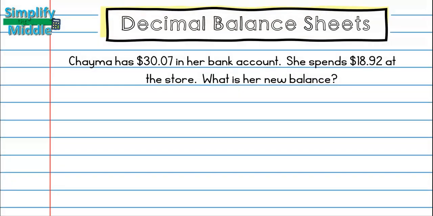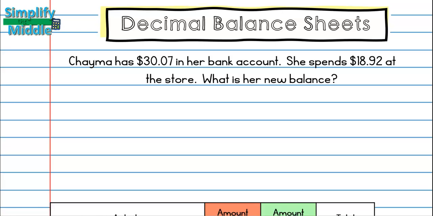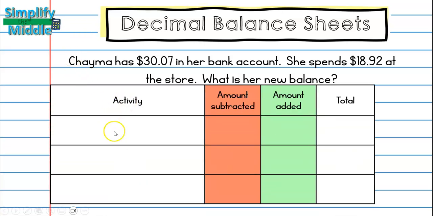Today we're going to be learning about how to use a balance sheet in order to help us with decimal word problems. Decimal balance sheets are very helpful when I am talking about organizing money. Here's an example of what a balance sheet looks like. Let's go ahead and start with our example.